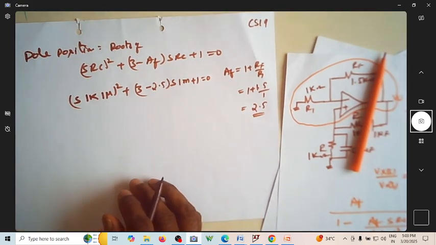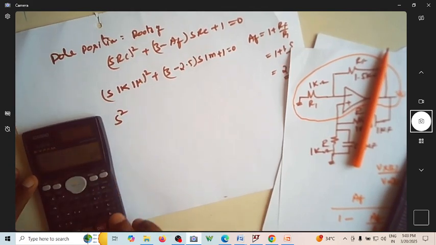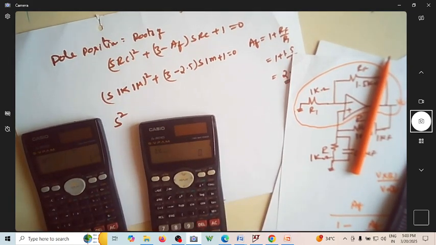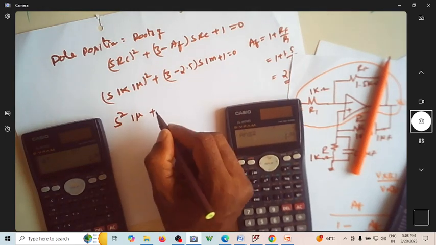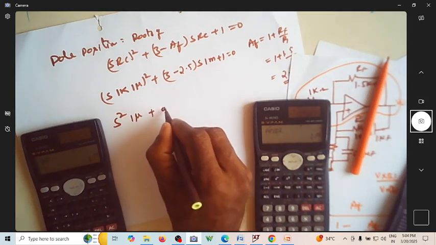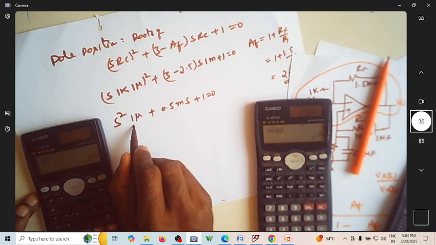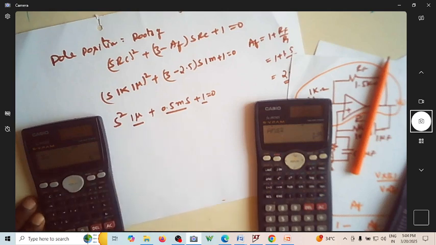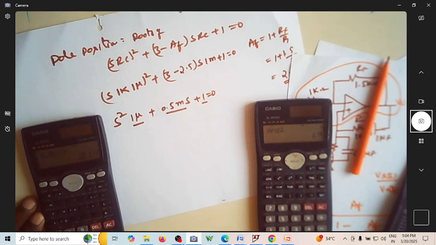So let me find the roots. What are the roots of this? So this is now a square into 1 exponential of 3 into 1 exponential of minus 6, squared, that is 1 micro, plus 0.5 milli s plus 1 equal to 0. So the coefficient of s square is 1 micro, the coefficient of s is 0.5 milli, and this is 1. So let me find out what it is now. So a is 1 exponential minus 6. What is b? 0.5 exponential minus 3. Then c is 1.